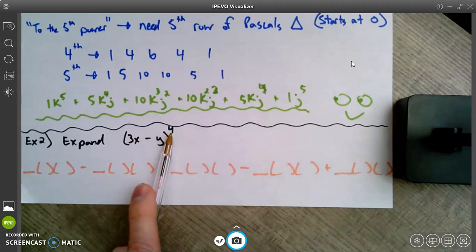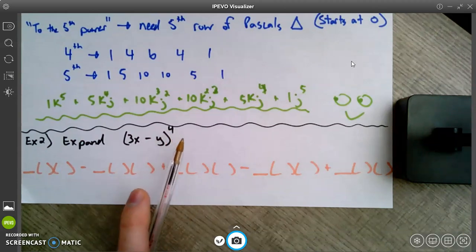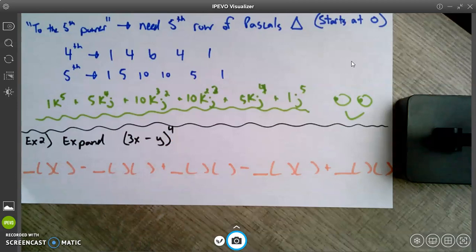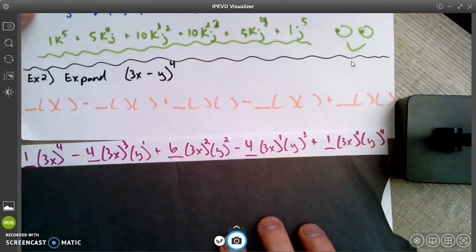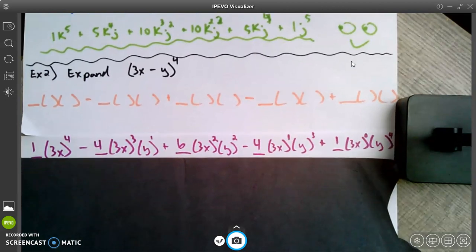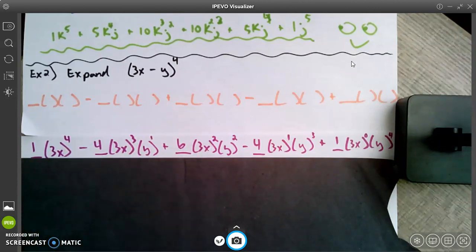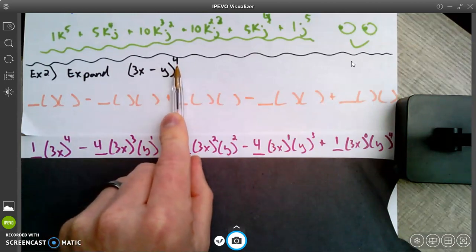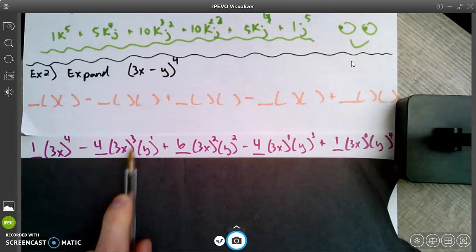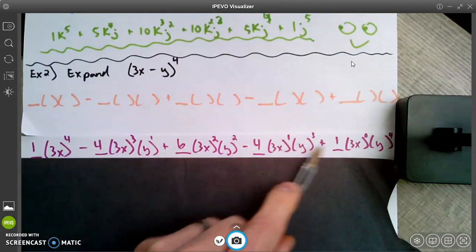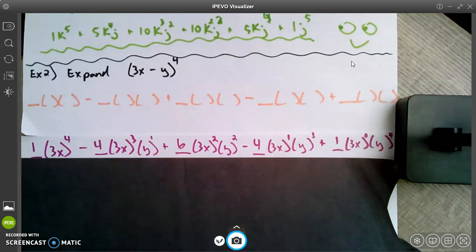We need the fourth row of Pascal's triangle. That would be the 1, 4, 6, 4, 1 row. And hopefully this is what you get. Yep. There's a lot to go on there, but again, it's just finding patterns. A way to check this, the powers will always add up to the main power that we're raising it to. So 4 and 0 is 4, 3 and 1 is 4, 2 and 2 is 4, 1 and 3 is 4, 0 and 4, 4. Okay? That all works.